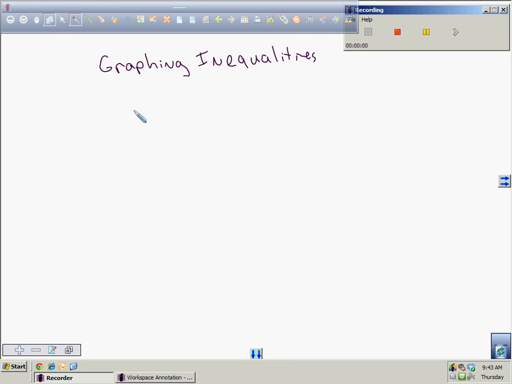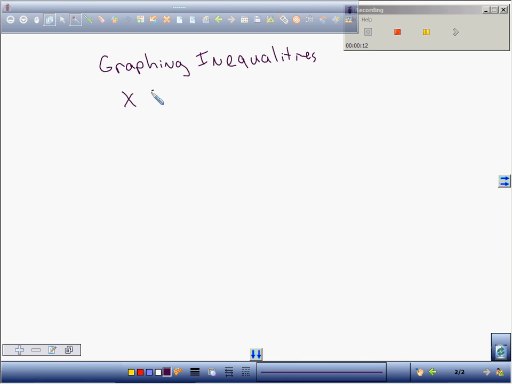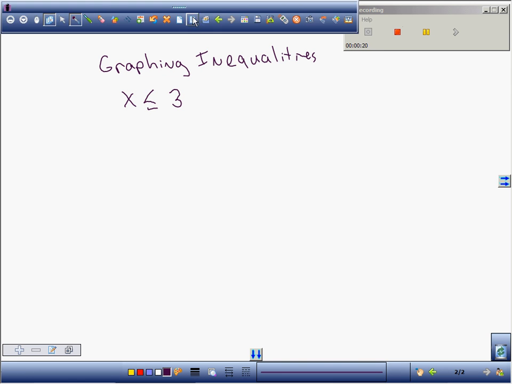Today, class, we're going to learn about graphing linear inequalities. If we start with something easy, like x is less than or equal to 3, does anyone know how to do that? Anyone? Okay. So what you do is you get a piece of graph paper.